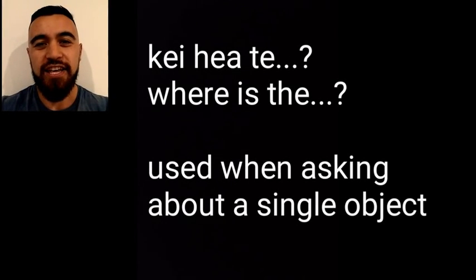Kei hea. Kei hea is going to be the main structure of this lesson. And we're also going to look at, at the end of that, a bunch of different words that we can stick on the end of these sentences to really start multiplying how many things we can say. Let's get into it. All right, the first one is kei hea te, T-E, kei hea te.